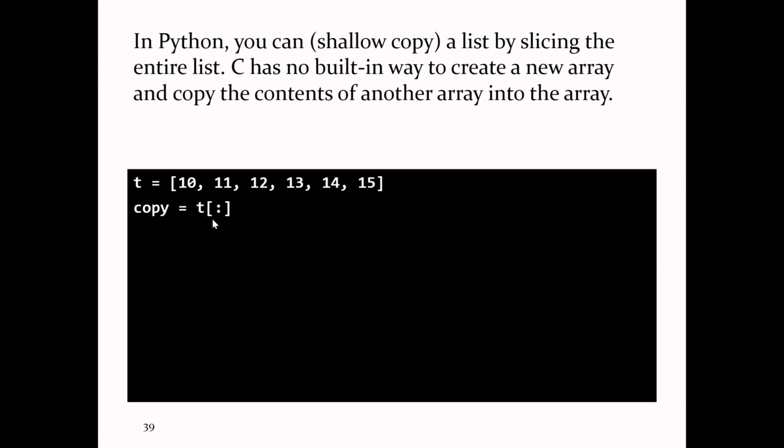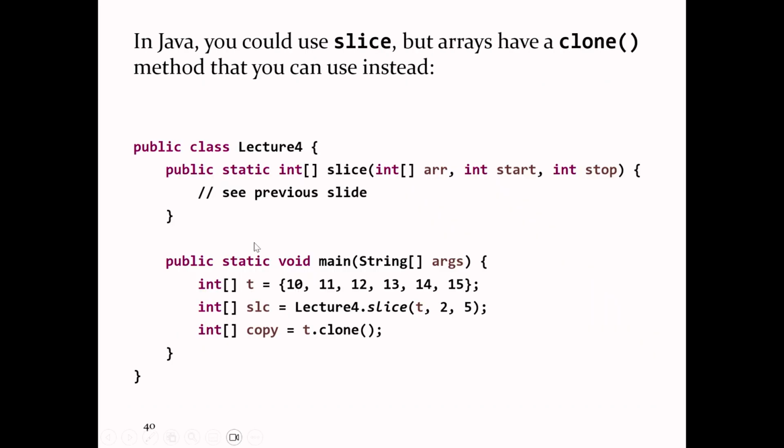So here in Python, it's particularly easy to copy a list. It's just T, square bracket, colon in between. It looks weird if you're a C programmer, but if you're a Python programmer, C looks even worse. So T colon gets you a copy. In Java, you could do the same thing if you had a slice method, but you don't have one. If you want a slice method, you have to make it yourself.